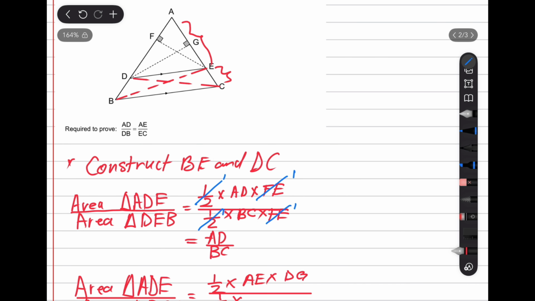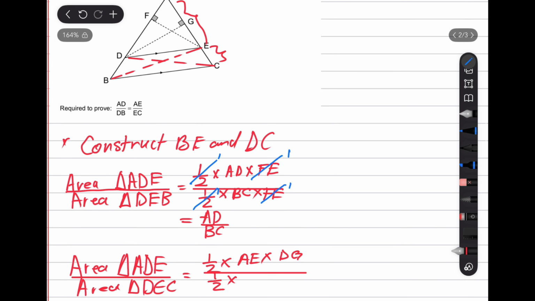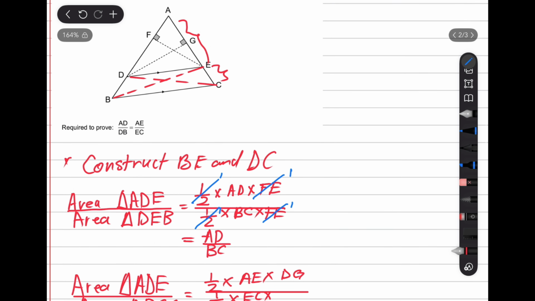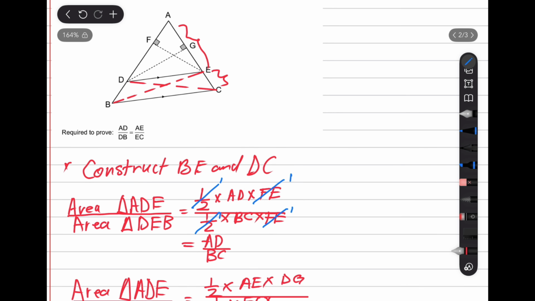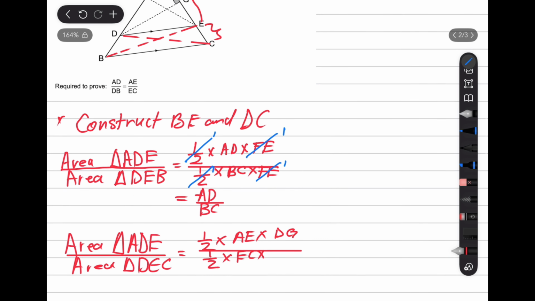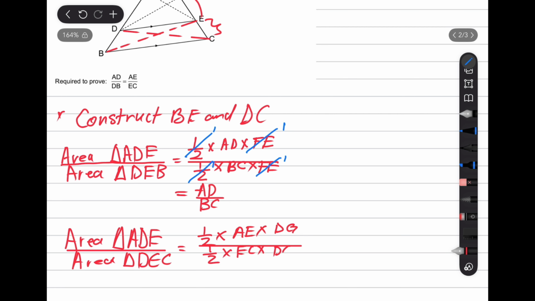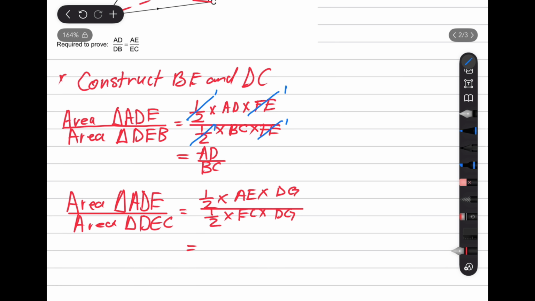We are going to use this one as our base. Knowing very well that triangle DEC has an obtuse angle, we know that the height is going to be externally constructed. So if we use EC as our base, then this is going to be multiplied by our height. Our height in this case, because it's already constructed for us, is DG. So we are going to have DG here.